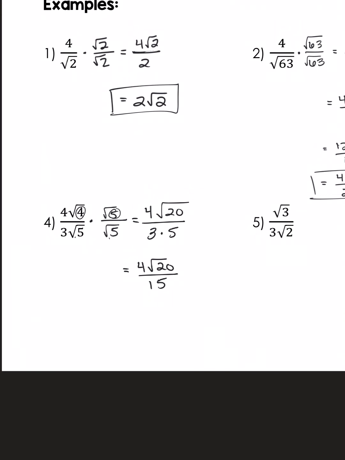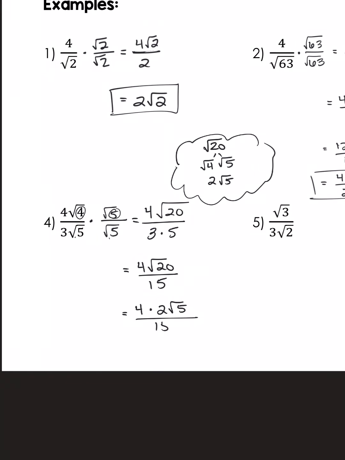The square root of 20 can be simplified. So up over here, I'm going to give myself some space to simplify the square root of 20. That can be broken down to the square root of 4 times the square root of 5, which is just 2 times the square root of 5. So I'm going to rewrite this as 4 times 2 square root 5 divided by 15. 4 times 2 is 8, so this is 8 times the square root of 5 divided by 15. I can't simplify 8 over 15 anymore, so that's my final answer.